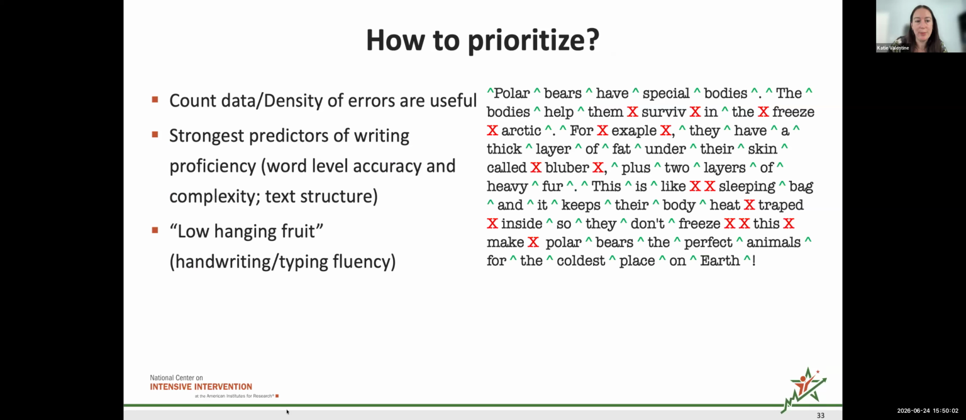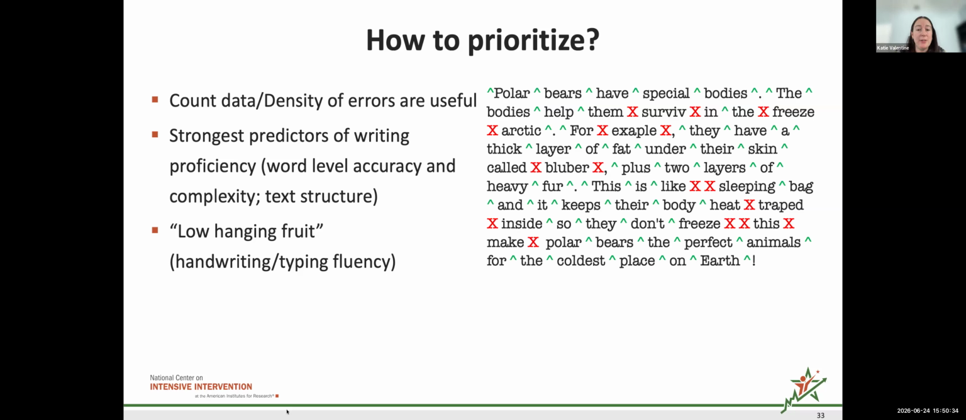All right, and we're wrapping up, but a final question that comes up quite frequently is, well, where do I start with this and how do I prioritize? Particularly if you're working within the data-based individualization framework or intensive intervention, you may be thinking, well, my student has red X's all over their paper, or they're really struggling in all of these areas. So a couple of things that I like to share with teachers that may be useful places to start.